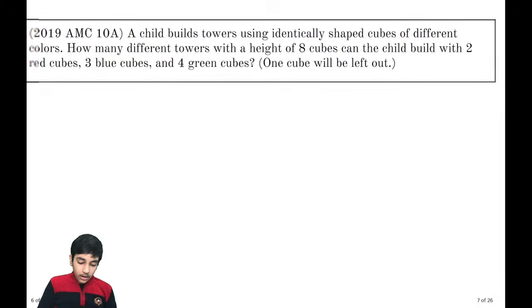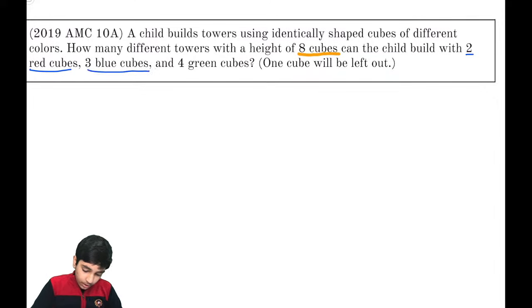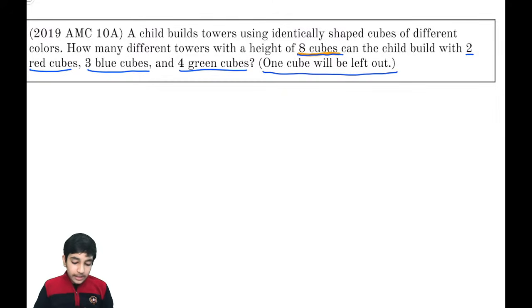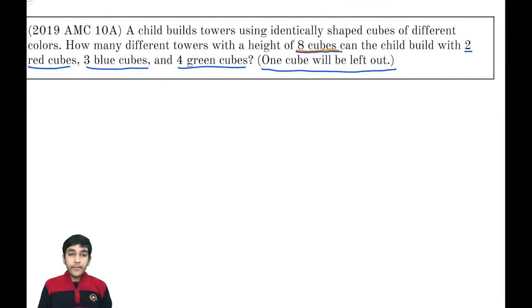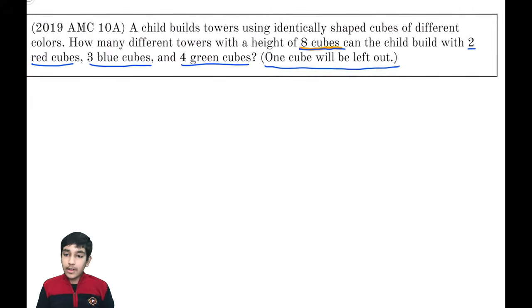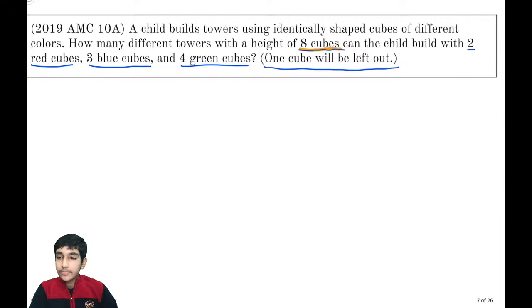Now let's try a slightly more sophisticated example. So this time we want to form a tower with a height of 8 cubes, but we have 2 red cubes, 3 blue cubes, and 4 green cubes. And of course, 1 cube will be left out because now we have only a tower of 8 cubes when there are really 9 cubes that we have. So now, how many ways can we do this? I'll leave you to try it for a minute on your own before we go into the solution. And it's a very clever solution.